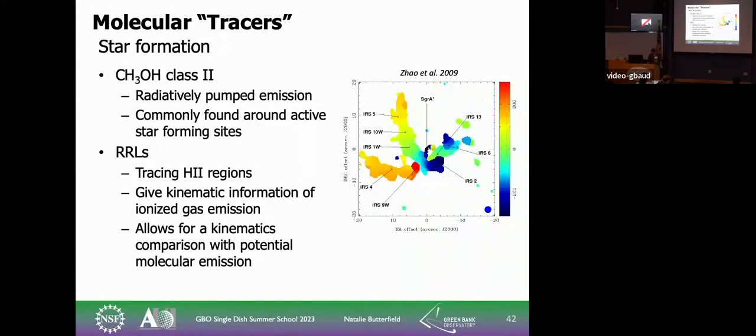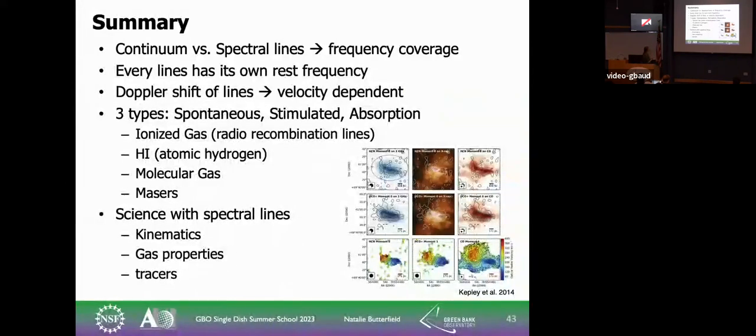All right, so I'm at 12 o'clock, so I'm at my 45 minutes, so I'm going to finish up with my summary. So we went over the difference between continuum and spectral lines, so that's really their frequency coverage. Spectral lines are very narrow, whereas with continuum, you're going to see broadband emission. Each line has its own rest frequency, and then having the Doppler shift of those lines can give you the velocity information of your source.